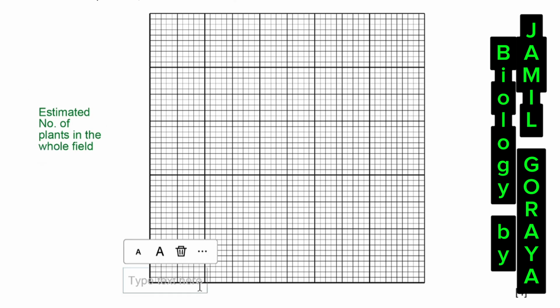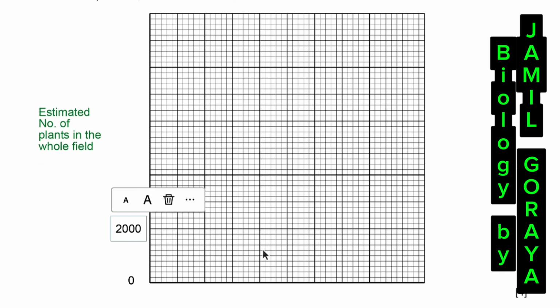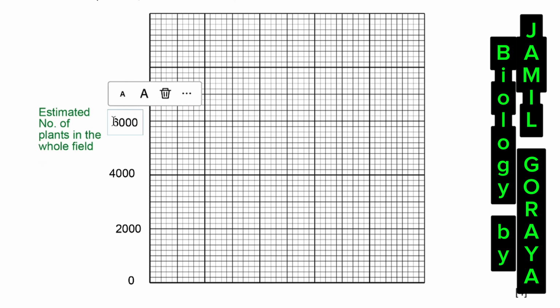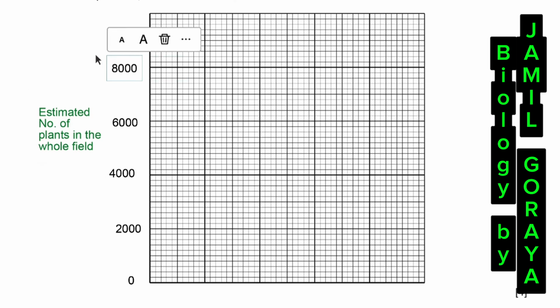Like if we start with 0, after regular interval, it will be 2000. Then the next must be 4000. The next regular interval must be 6000. And the next must be 8000. And next could be 10,000. This will cover all the values with equal gaps.